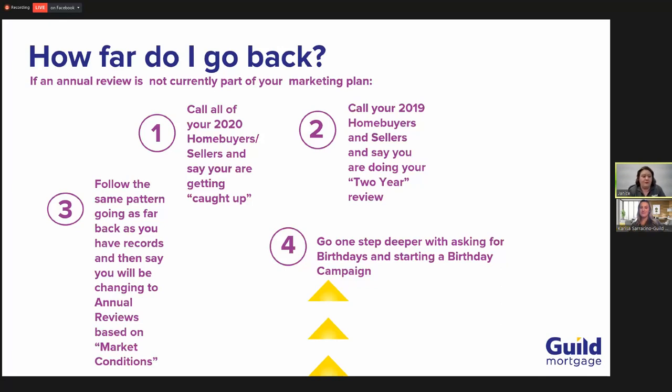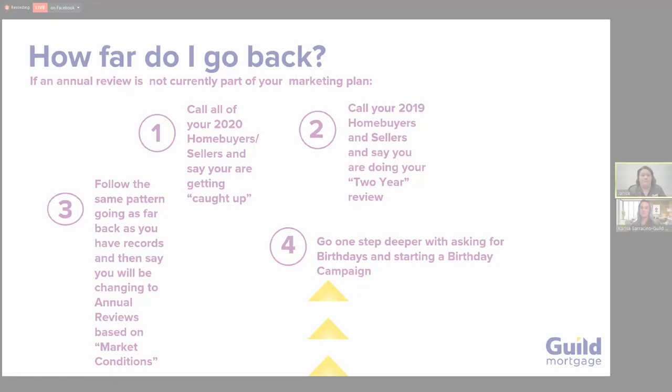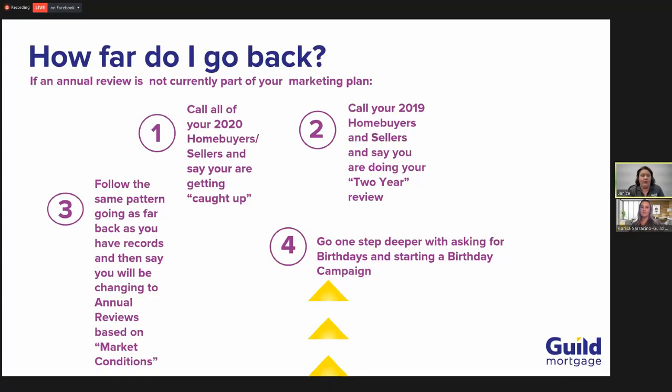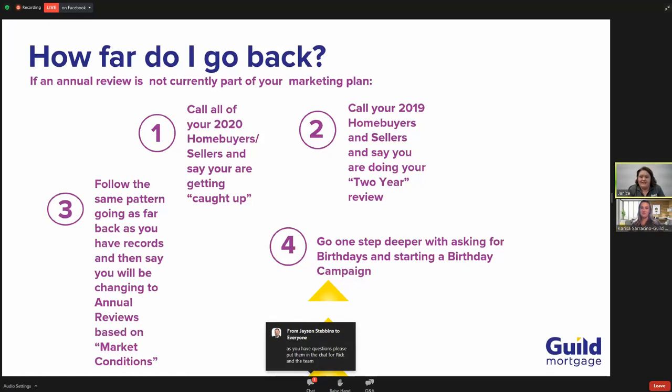So Guild this year is really focusing on building business with our database. And we also are really focused on working with our realtor partners. We want you to succeed. We want you to do well. So just know that we're always here to help you learn and do better. And now I'm going to turn it over to Krista.